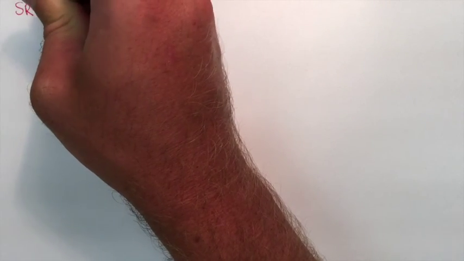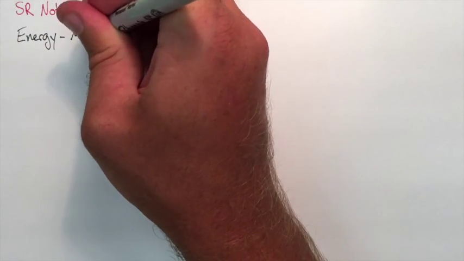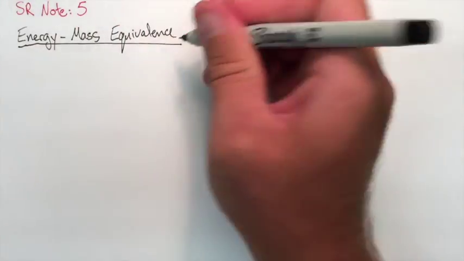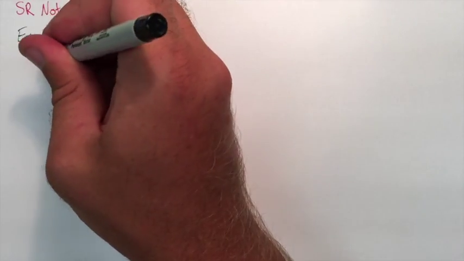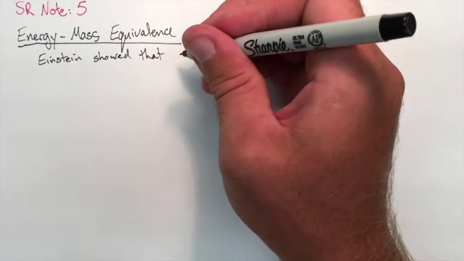Grade 12 Physics, Special Relativity, Note 5. Energy-mass equivalence. Einstein showed that energy and mass are basically the same thing, and we've seen his equation before. It's one of the most famous equations in physics.